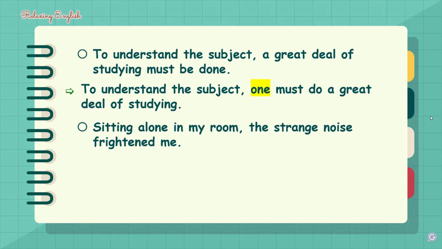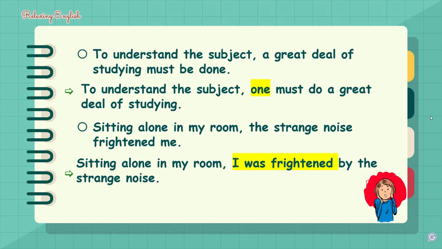One more example, sitting alone in my room, the strange noise frightened me. Who sat alone in your room? And who was frightened? You can change it to, sitting alone in my room, I was frightened by the strange noise. This one we change from active to passive sentence because we need the subject "I" to modify.